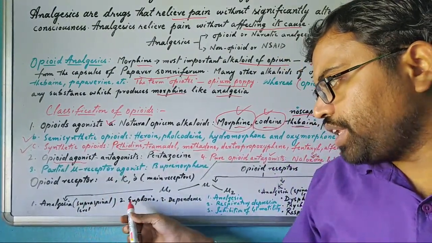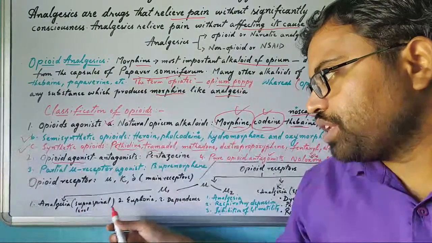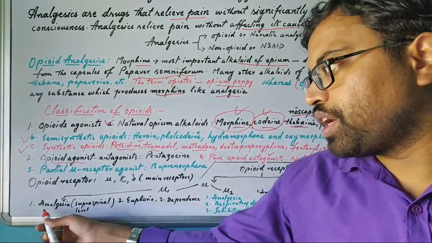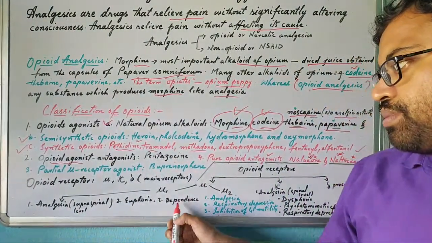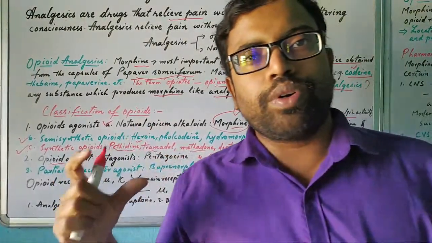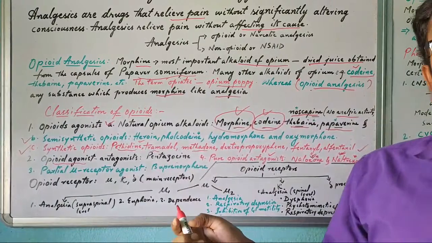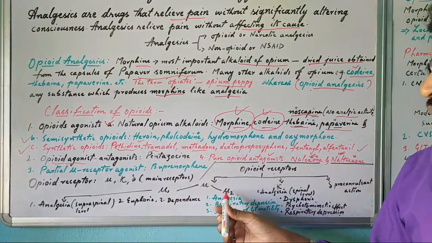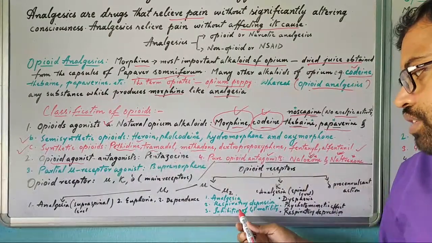Then euphoria. So these are the actions. Analgesia at the supraspinal level means relieving of pain. Then euphoria, then dependence. If more opioid drugs are used, it will cause dependency on the drug. Then mu2 receptors also produce analgesia, but at the spinal level.